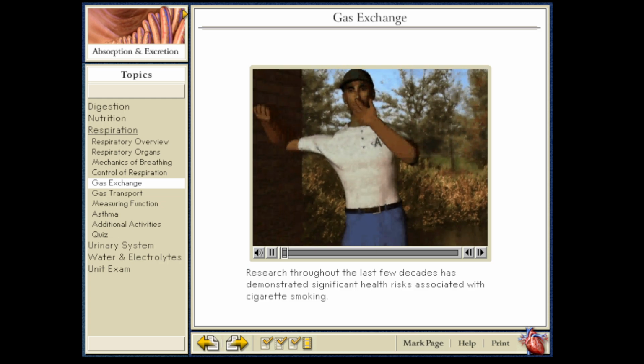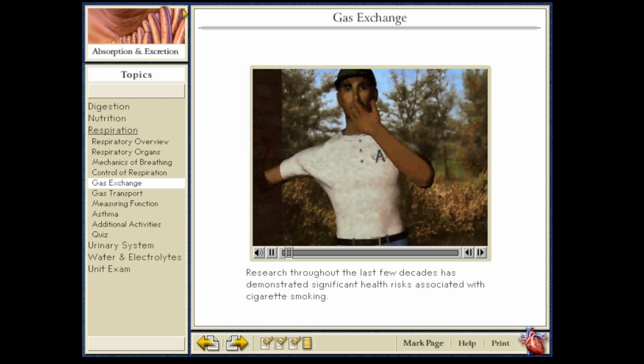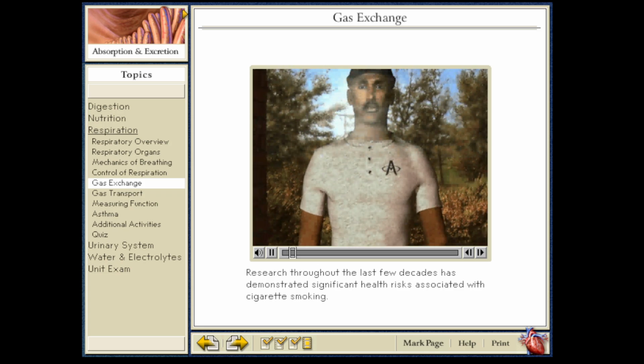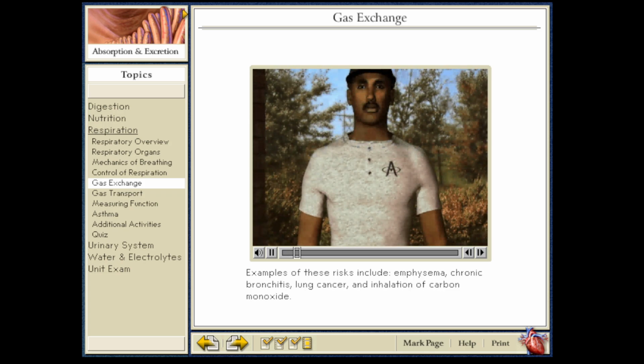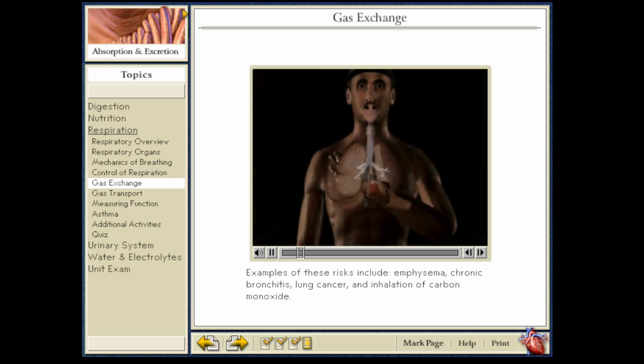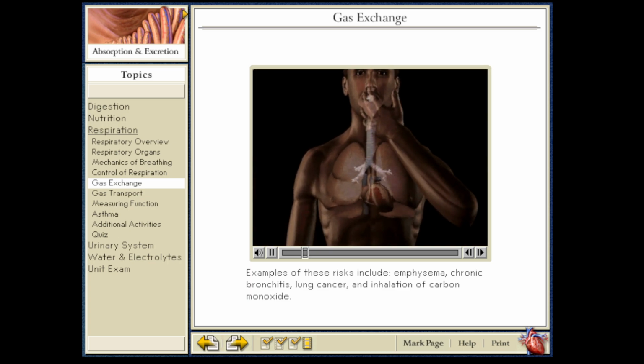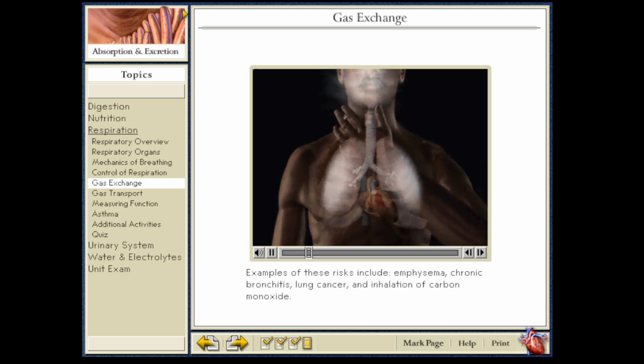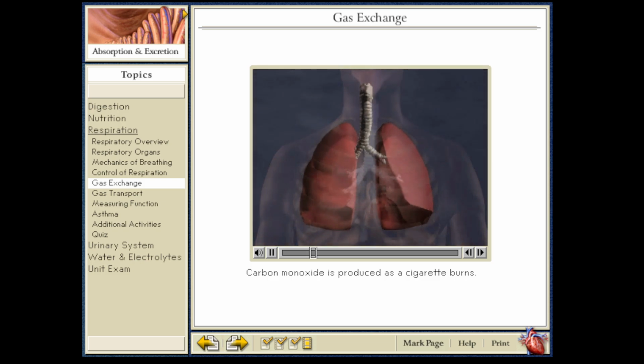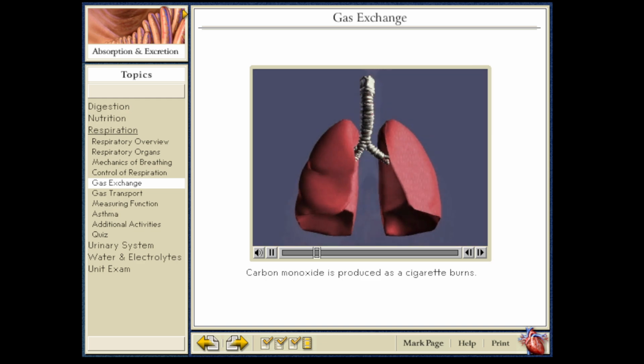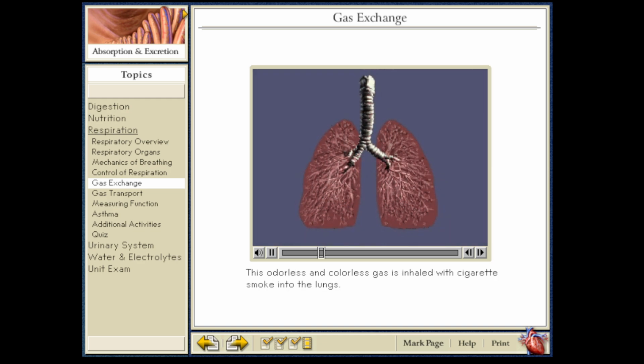Research throughout the last few decades has demonstrated significant health risks associated with cigarette smoking. Examples of these risks include emphysema, chronic bronchitis, lung cancer, and inhalation of carbon monoxide. Carbon monoxide is produced as a cigarette burns. This odorless and colorless gas is inhaled with cigarette smoke into the lungs.